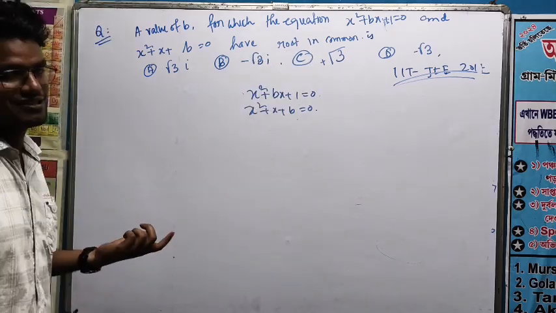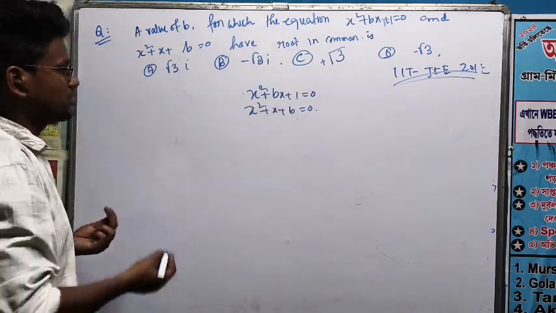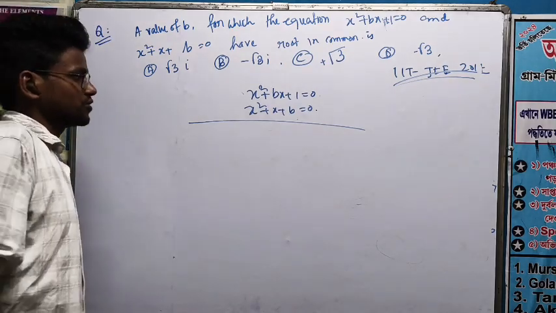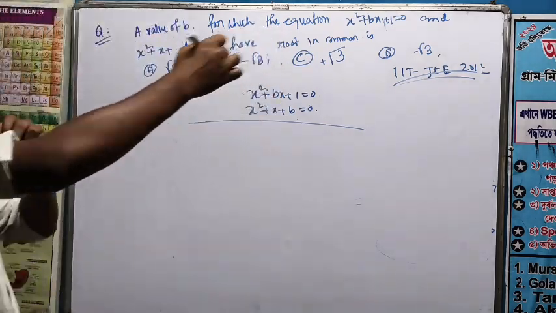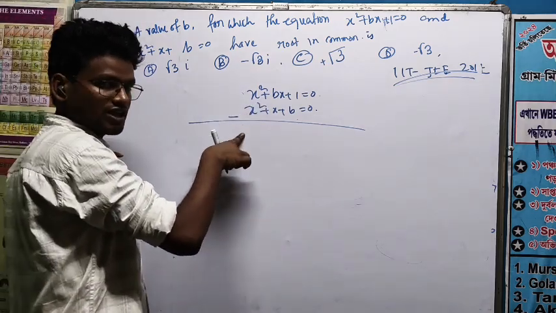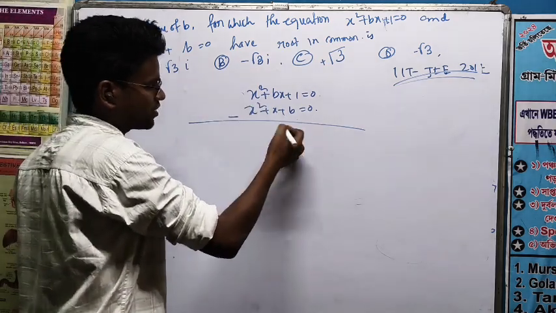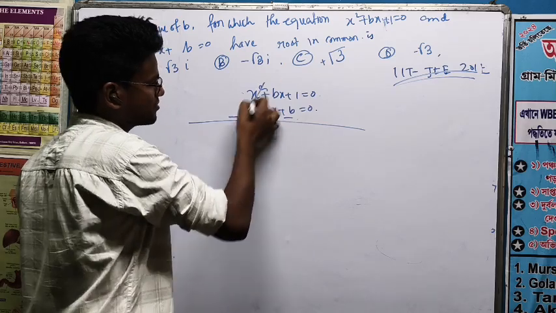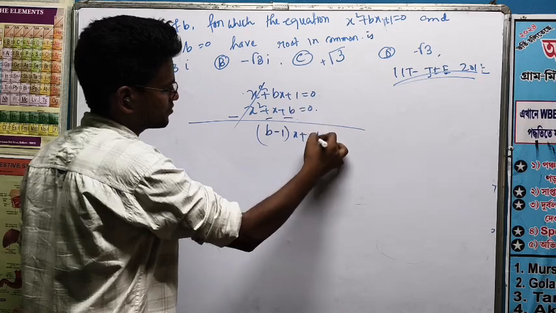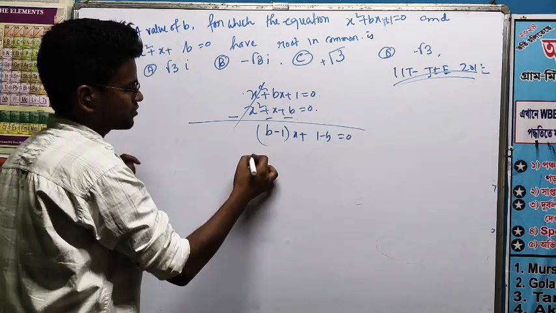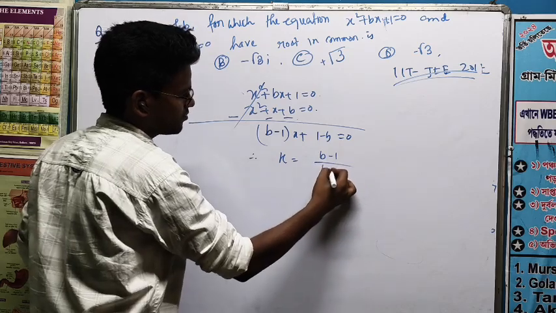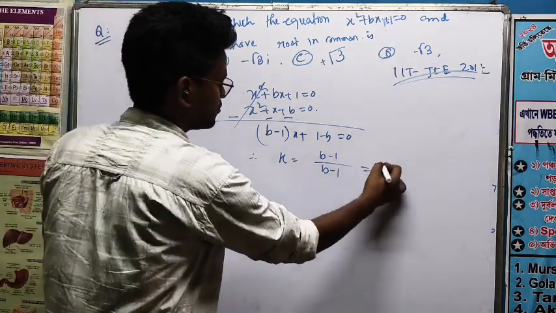That means another condition is a common root. How to get a common root? We will determine the common root. At first, obviously the coefficients of x square are equal, so we subtract equation 2 from equation 1. The x square cancels out, and this is b minus 1 into x, and this is 1 minus b is equal to 0. So x is equal to b minus 1 by b minus 1, and this is equal to 1.